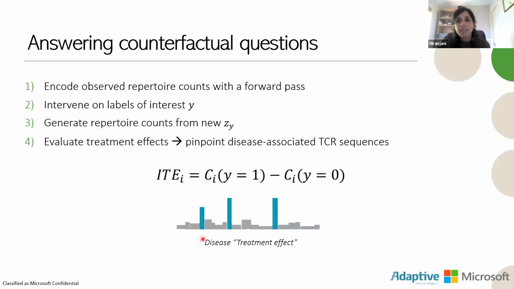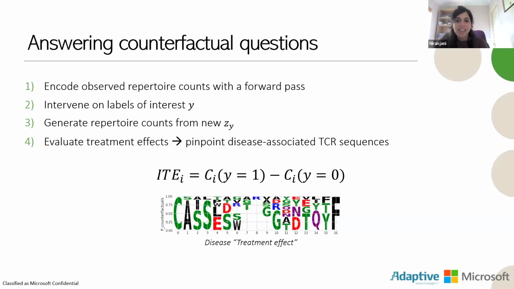Importantly, we can also use these counterfactual repertoires to evaluate treatment effects. So that is the effect of a label on each TCR. To evaluate the individual treatment effect of the label in a given repertoire on some TCR i, we can simply take the difference between the factual and the counterfactual counts for that TCR with the label on and with the label off. And then if we take the mean across all repertoires, this allows us to estimate the average treatment effect of the label. And if we sort by average treatment effect, we can try and pinpoint true disease-associated TCRs.